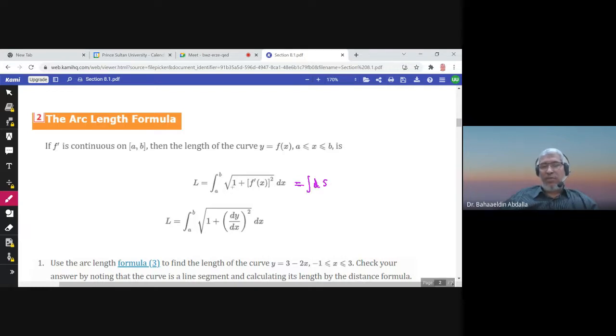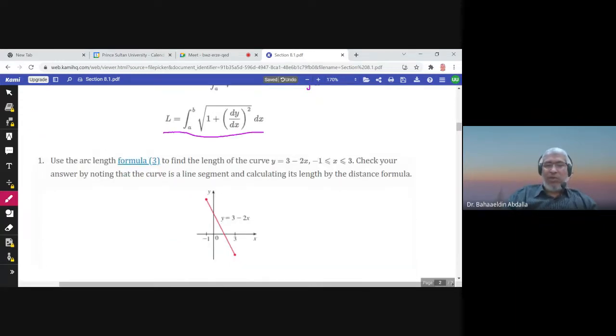and ds is the square root of 1 plus (dy by dx) squared, or you can write it as f prime squared, dx. So this is the arc length when the integration is with respect to x, and x is given from a to b. And here, to find dy by dx, the equation has to be solved for y. y is written as a function of x. So that's the formula of the arc length, and let us use it.